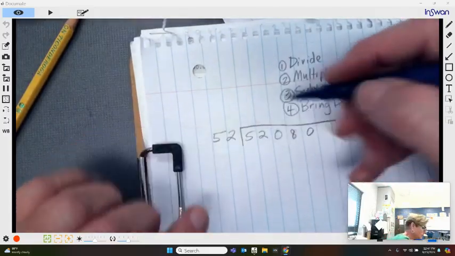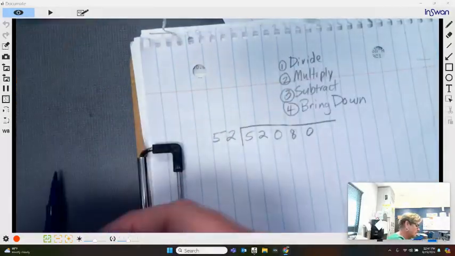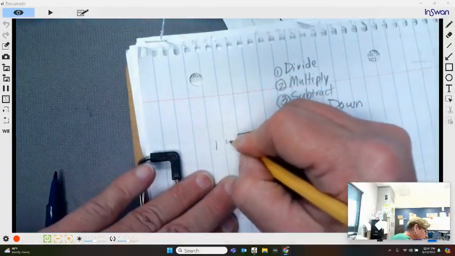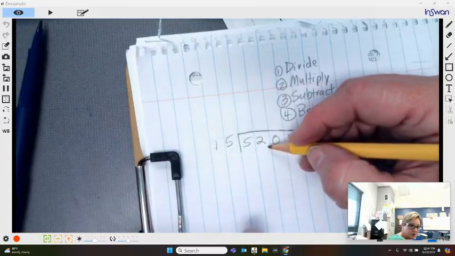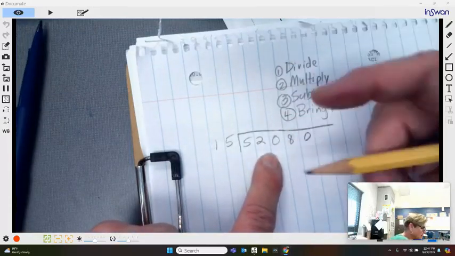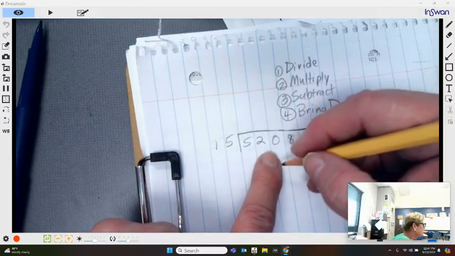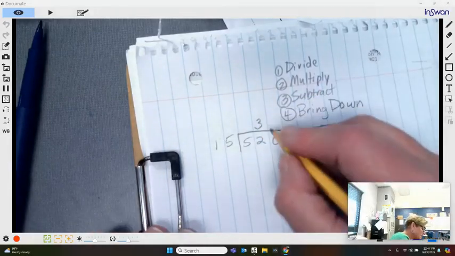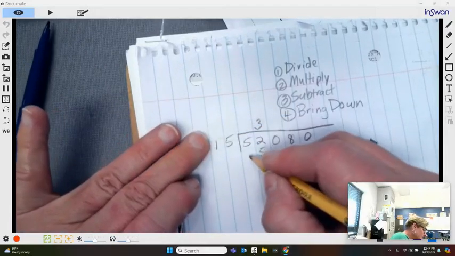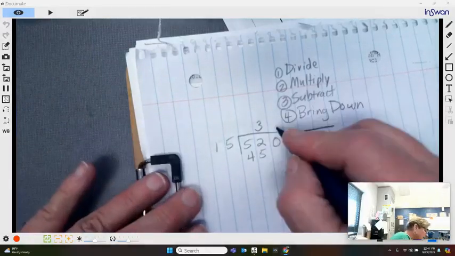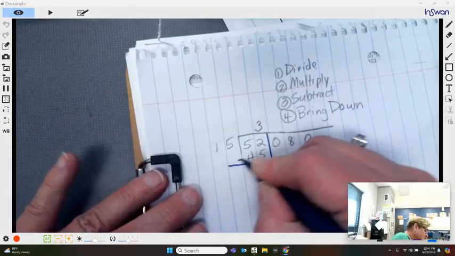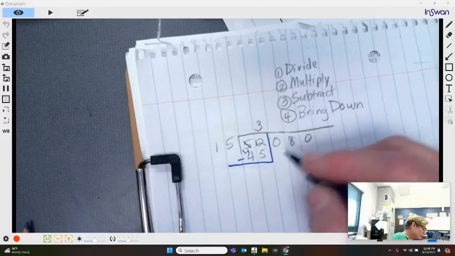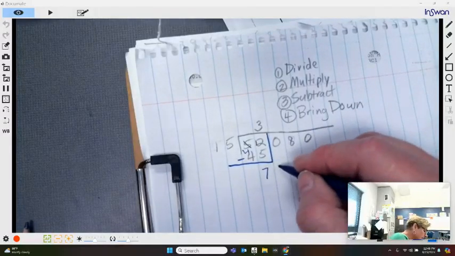Looking at this, I do know that I'm not dividing by 52, I'm dividing by 15. I do know that 15 will not go into 5, but 15 will go into 52. And if you think about 15, 15 times 2 is 30, 15 times 3 is 45, and 15 times 4 is 60, so that's going to be 3 times. So 3 times 5 is 15, carry the 1, 3 times 1 is 3, there's my 45. And I'm just going to make my box here. And I'm going to subtract 45 from 52. So I'm going to regroup. 12 minus 5 is 7. And I'm going to bring down a 0.